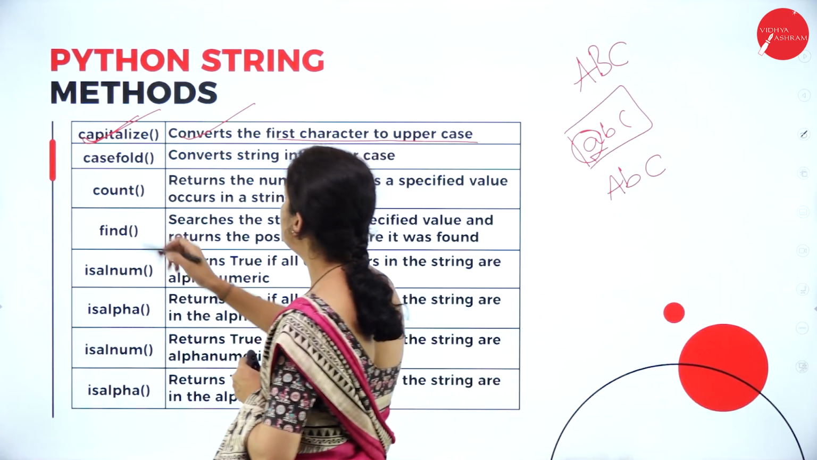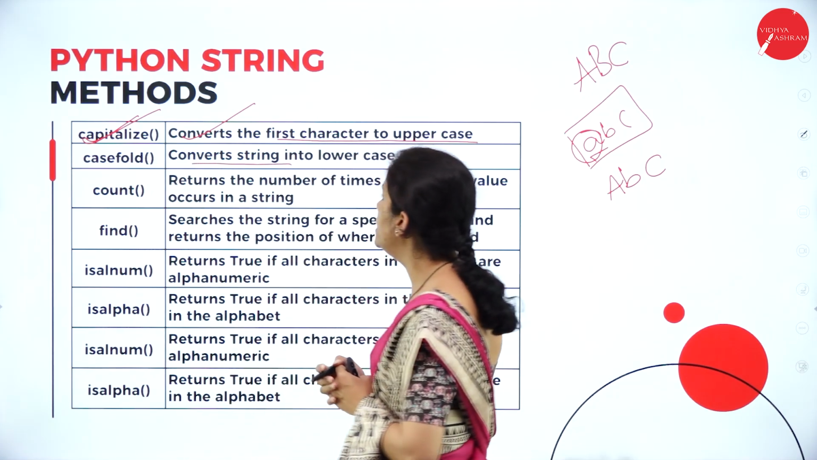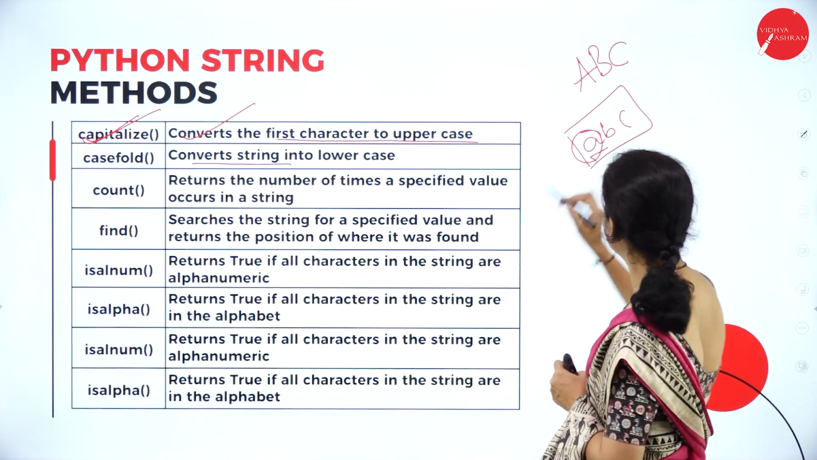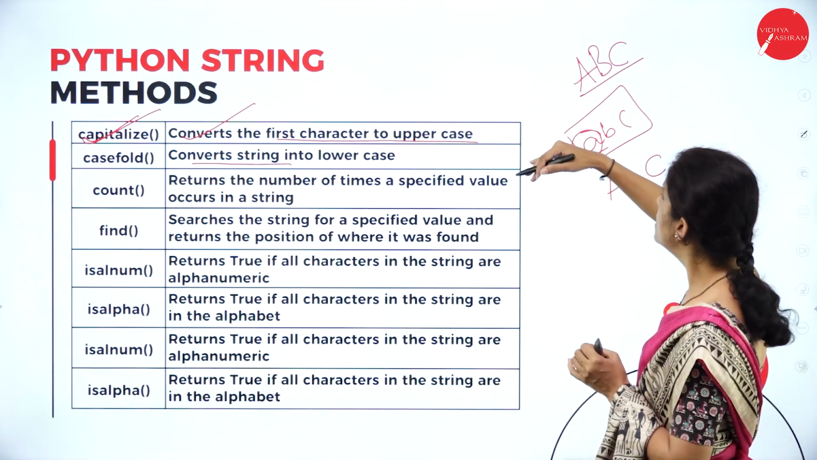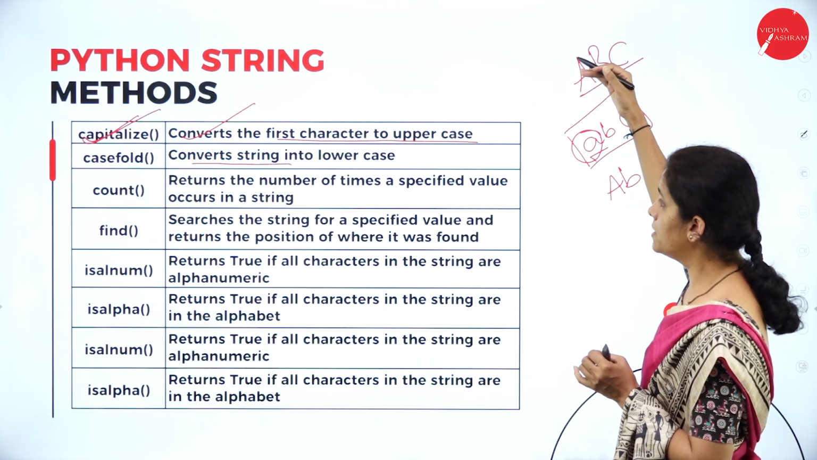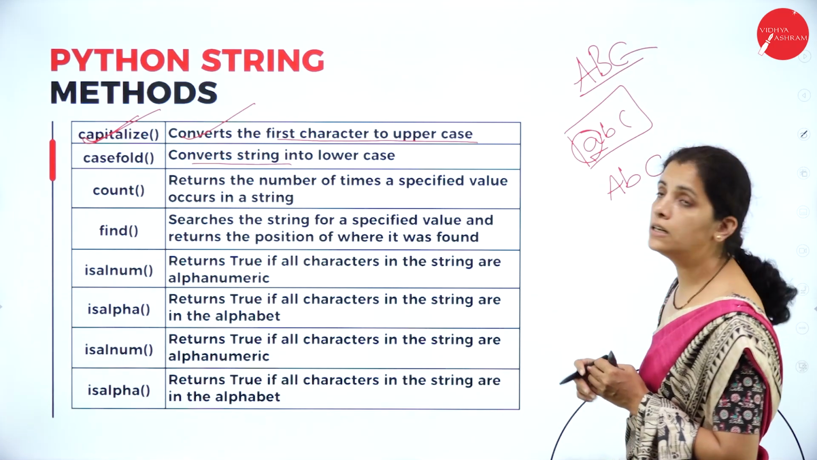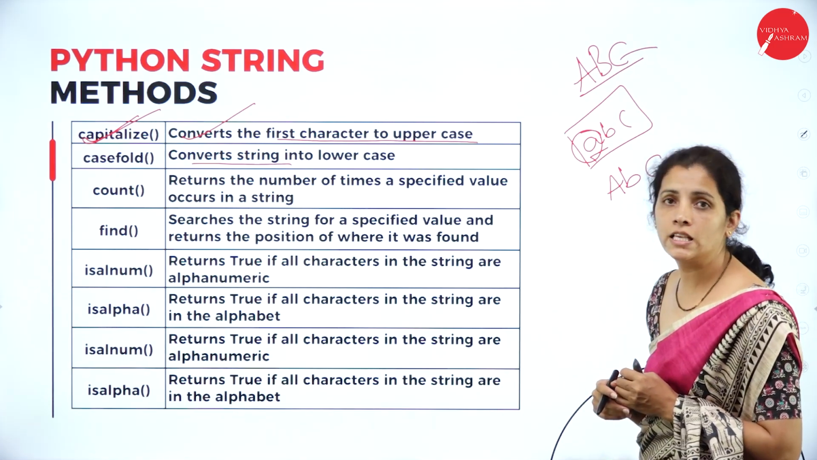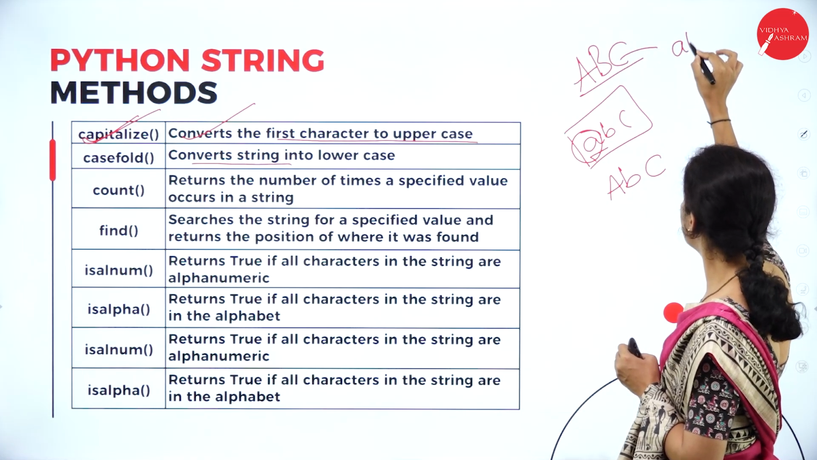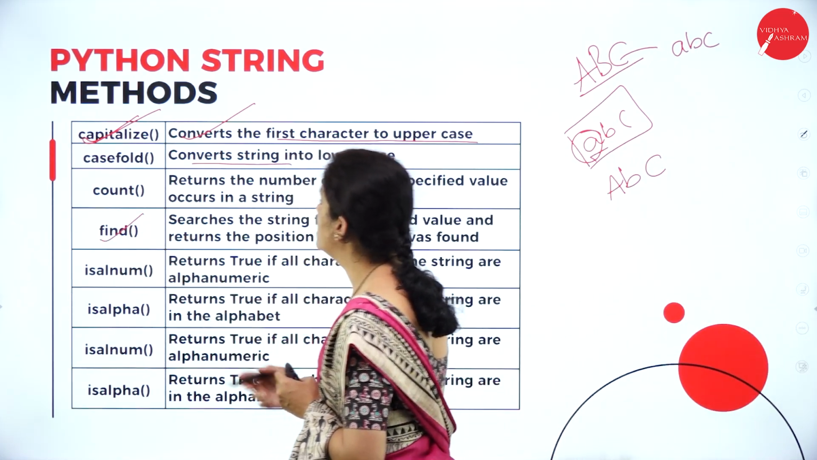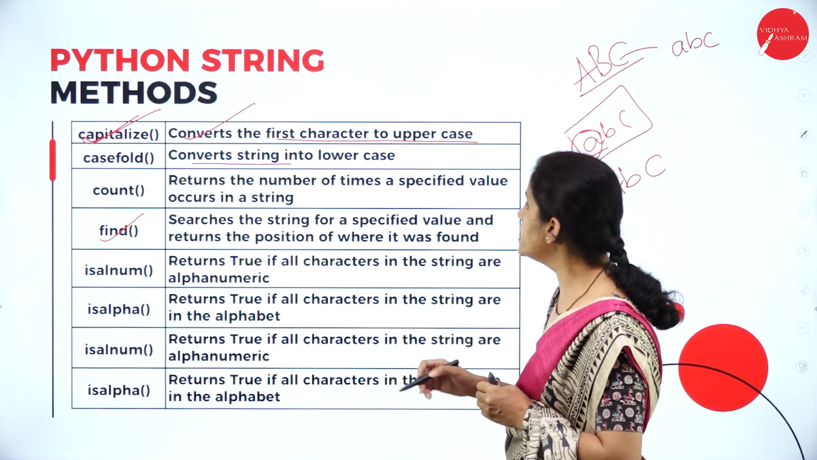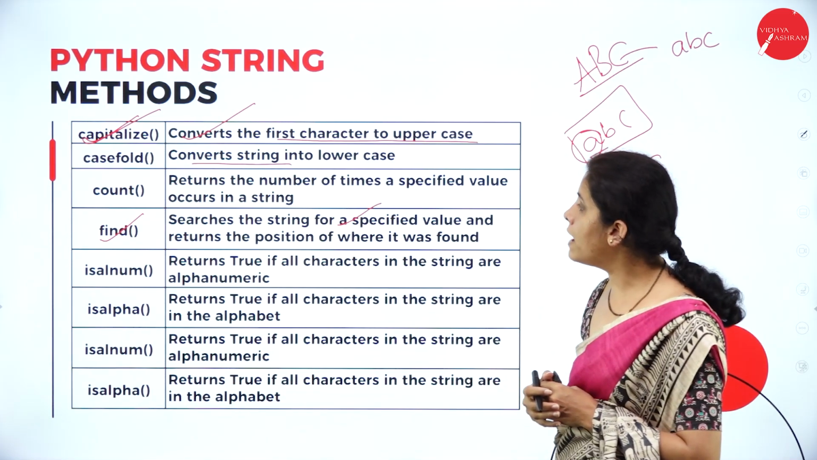Now, casefold. Convert string into lowercase. For example, think that I have A, B, C. Now I want to convert this to lowercase. That's nothing but the small letters. Then I'll use casefold. And the answer is a, b, and c. Okay, find. Next, find. Search the string for a specified value.